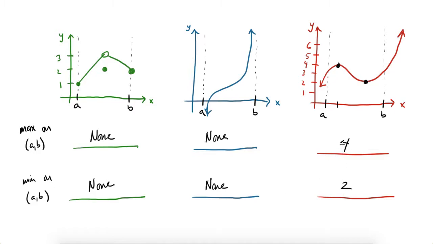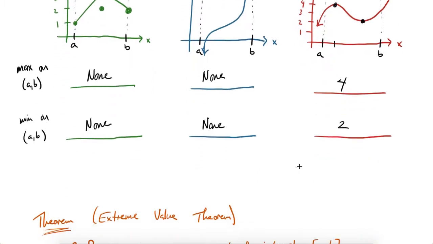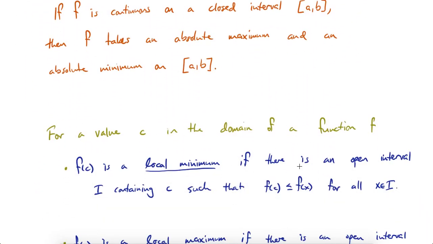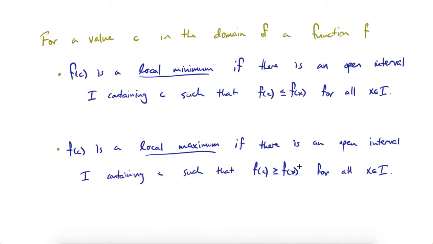So again, if you go back up here, we were only dealing with open intervals. This one happened to have a maximum and a minimum, but these didn't have any of them. This one violated both. We were dealing with an open interval and it was discontinuous. This one is continuous, but we were dealing with an open interval. Okay, so that's some information about absolute maxes and mins.